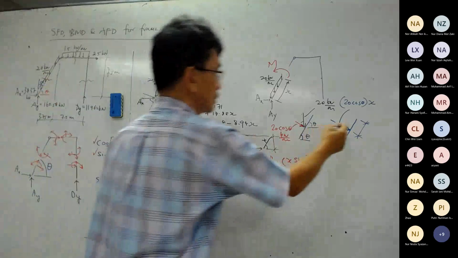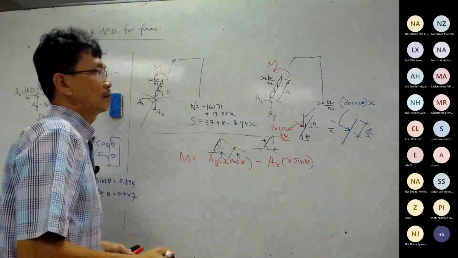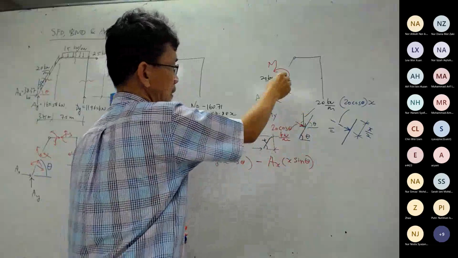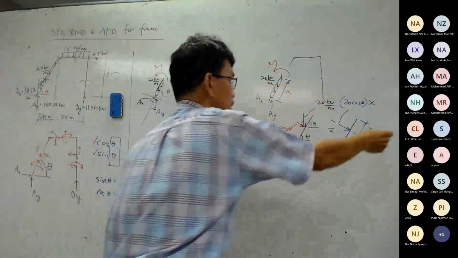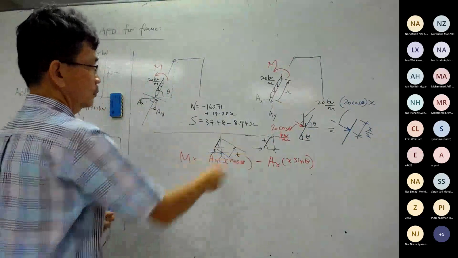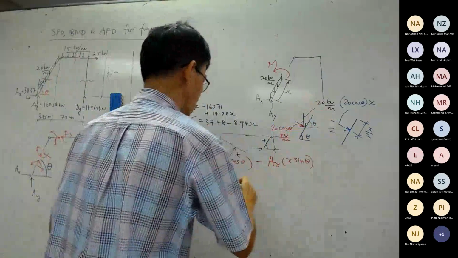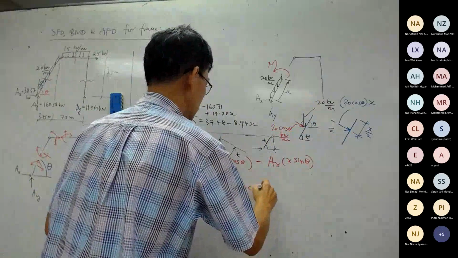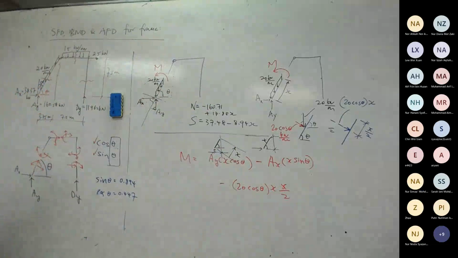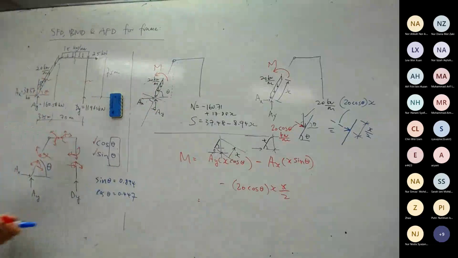Then the moment arm will be X over 2. So the moment caused by this distributed load at this section, and the direction of the moment is the same as this. So when we move to the other side, it becomes negative. This is the blue one, 20 cos theta X multiplied with X over 2. Okay. So finally we get, okay.